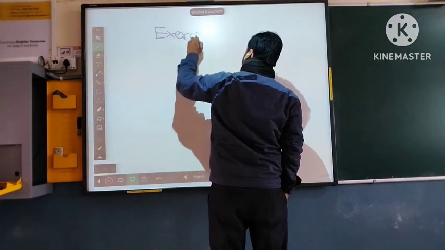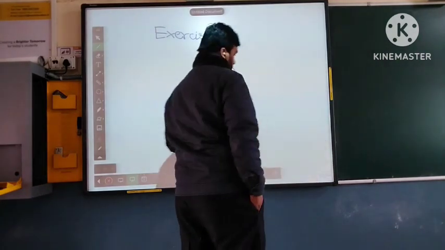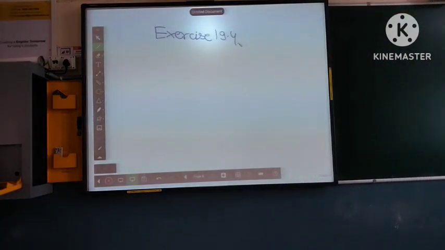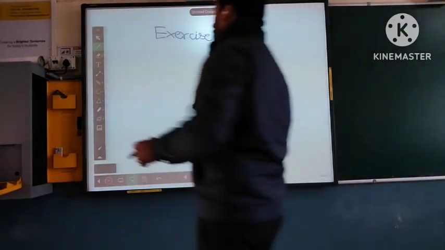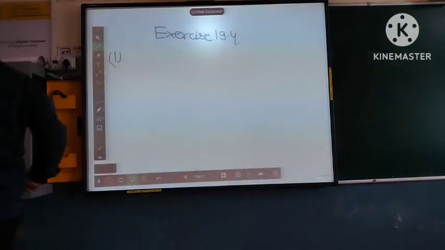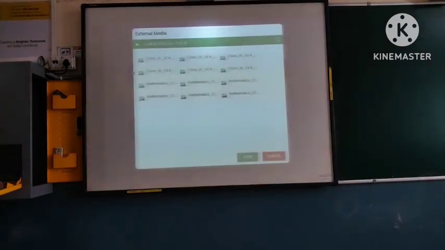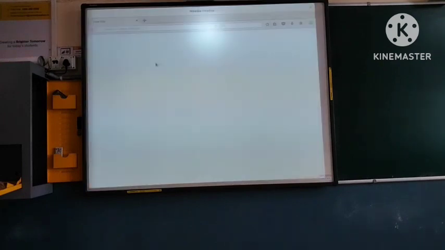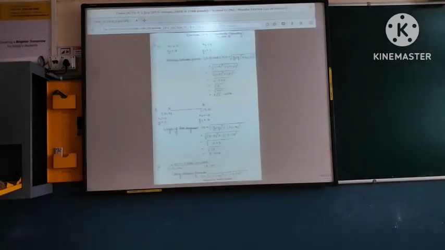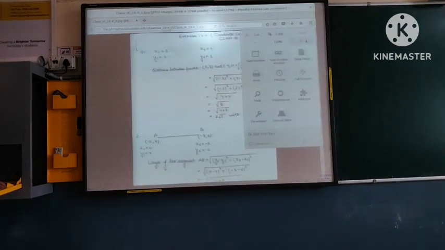Now I'm coming to the discussion of exercise 19.4 questions. All this theory is this much only. Now children, starting with the questions from exercise 19.4, I am taking the first question here. Let me take the page number first. This is the PDF, the same PDF I have sent to you. I am taking the first question, zooming it in further.